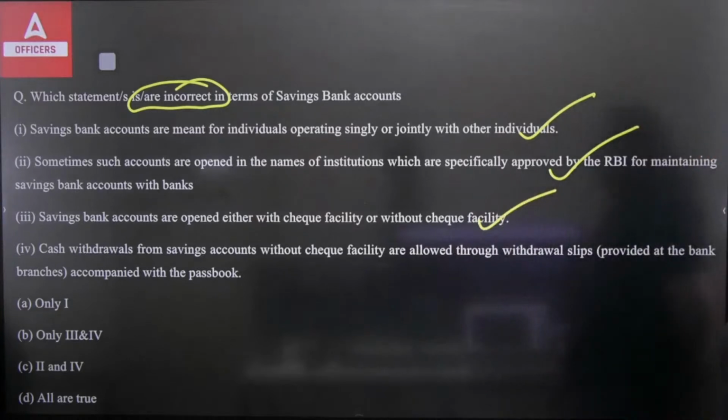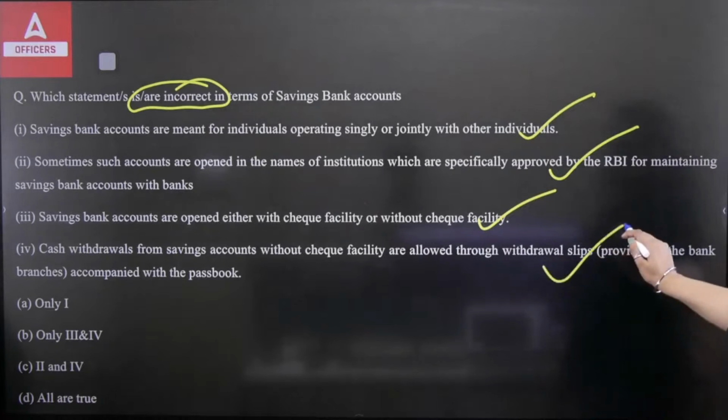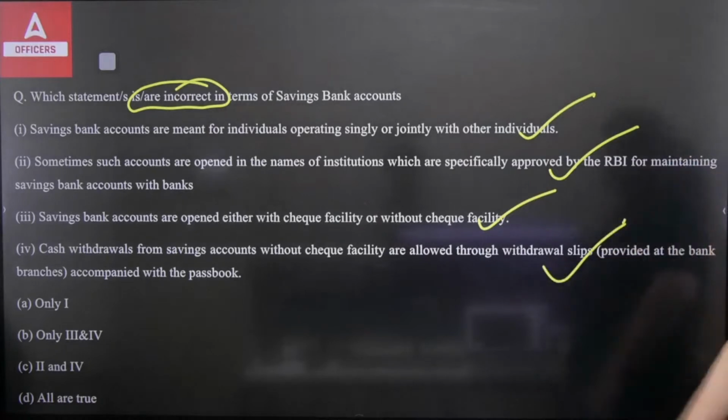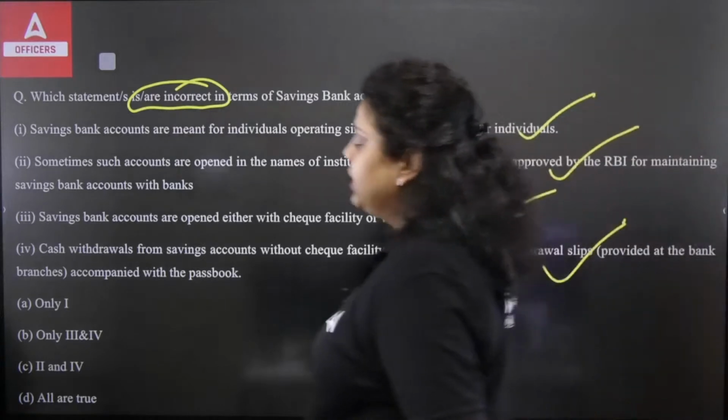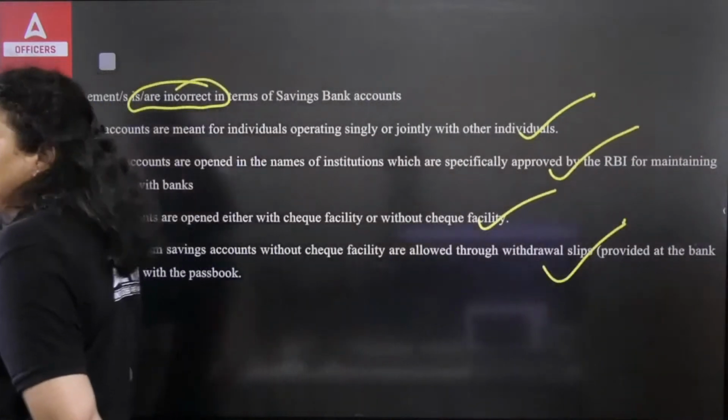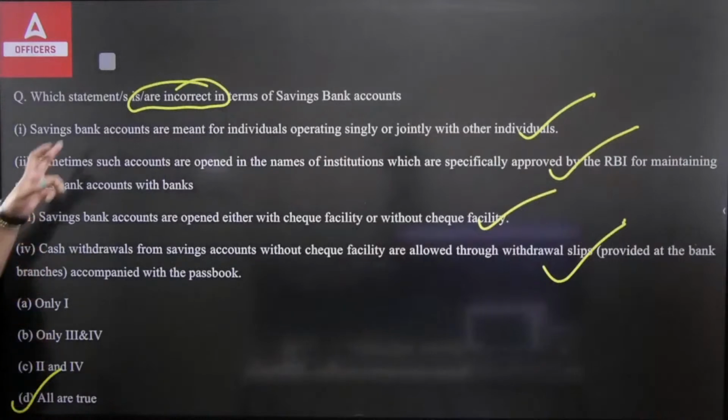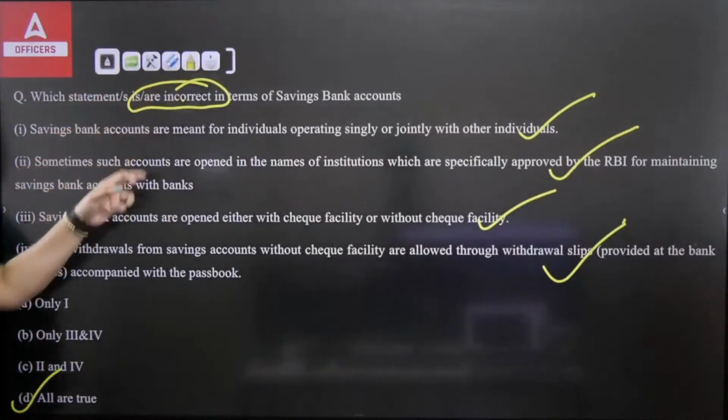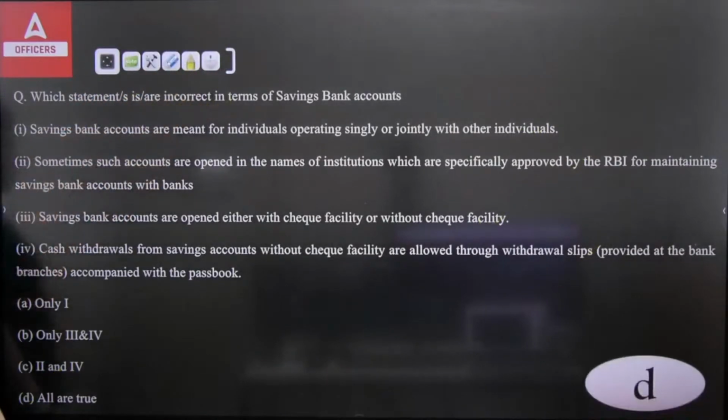The cash withdrawal from savings accounts without check facility is allowed through the withdrawal slip that you can accompany with the passbook. This is also true. So the right answer is all are true. None of these statements are wrong or incorrect in context to the savings account. So all the statements are true, right? D option will be correct.